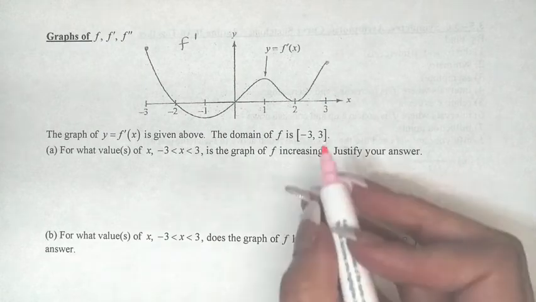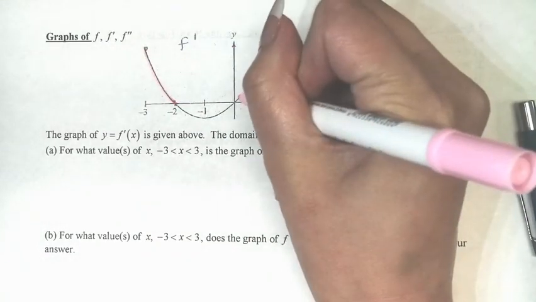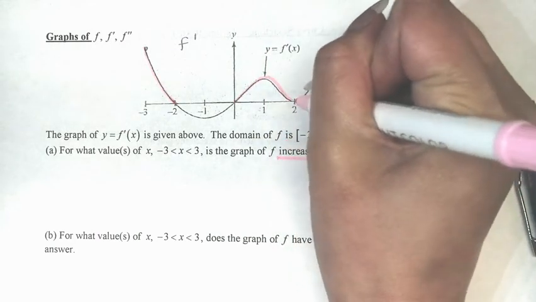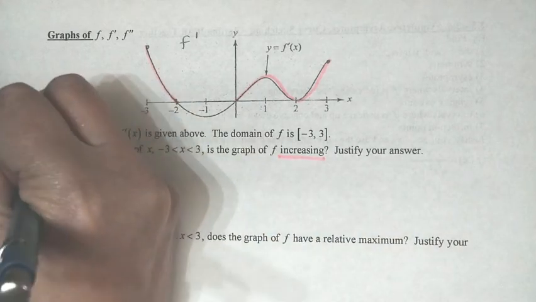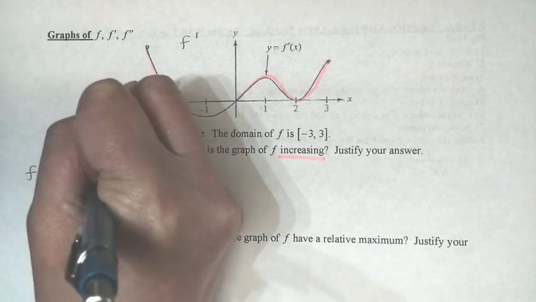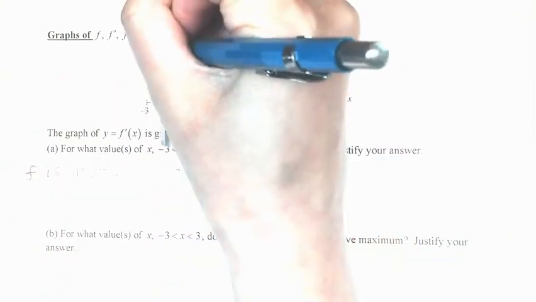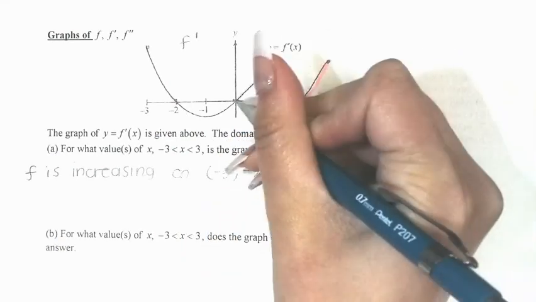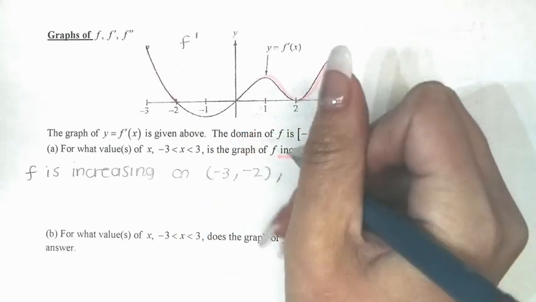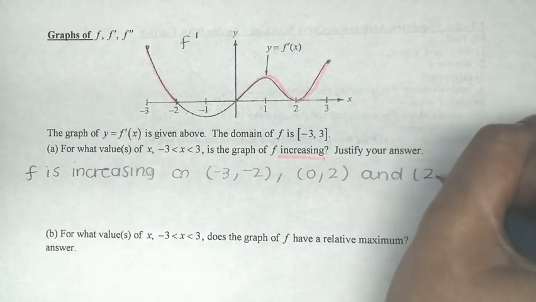Let's draw it. So if I have this increasing, I have that this part is going to be increasing, and this part, and also this part over here. Why? Because that's above my x-axis. Therefore, we can conclude that f is increasing on the intervals, and I can see that it's from here to here, so it's -3 to -2, then you have from here to here, which is from 0 to 2, and from 2 to 3.